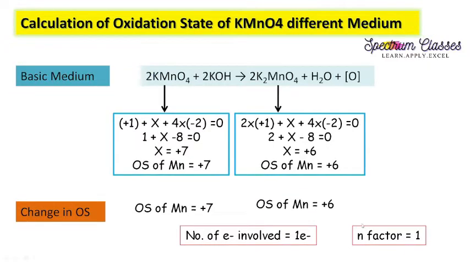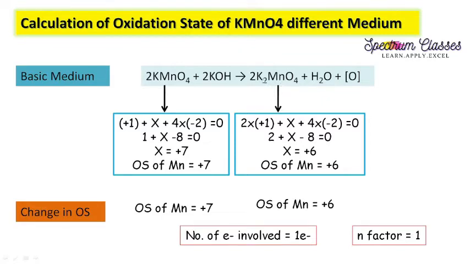And now we are coming to the basic medium. In the basic medium, KMnO4 on reaction with KOH produces K2MnO4. So what is the change in oxidation state in the basic medium? Now we are again calculating the oxidation state for Mn, the same as we have done previously. In KMnO4, Mn has +7 oxidation state, and on the product side we are going to calculate.